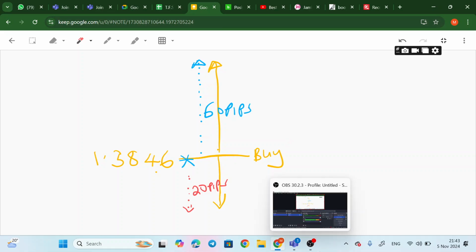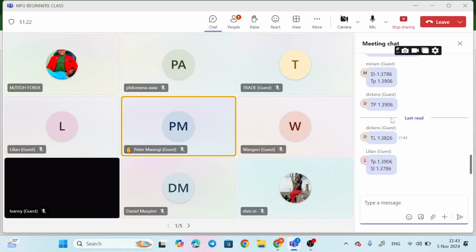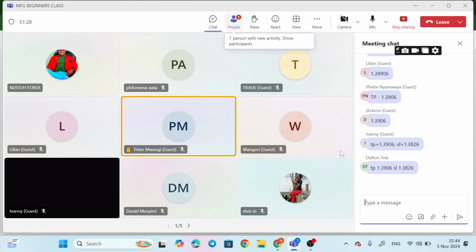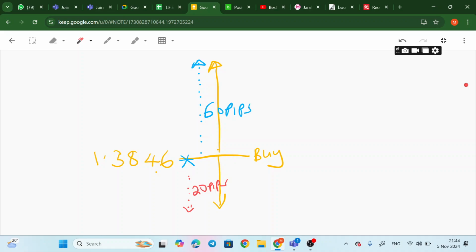I want to read at least the answers of several people. We are very many. Just try and type. Okay, correct. Somebody else, those who have answered are about 20 and we are over 40 people here. Where are the rest? Just type your stop loss, type your take profit. Okay, now let's do it.